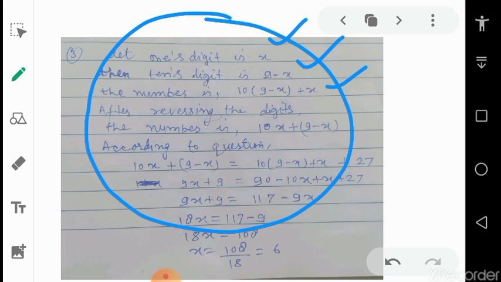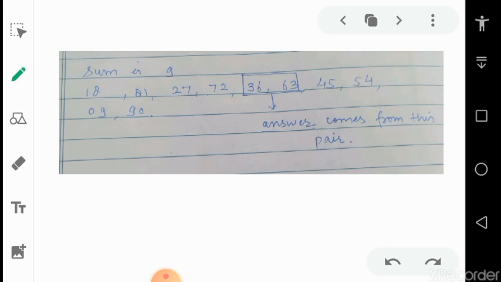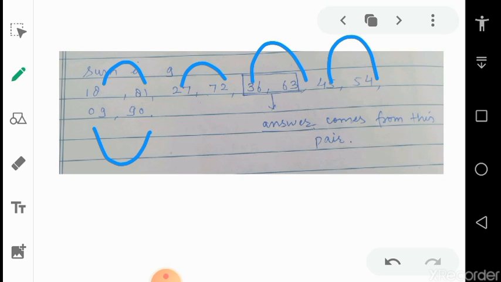So how can we solve without this much work? As given that the sum of the digits is 9, write all the 2-digit numbers whose digit sum is 9. Start from 1: it may be 18, and after reversing the digits we get 81. It may be 27 or 72, 36, 63, 45, 54, and obviously 09 and 90 also. In all these numbers the sum of the digits is 9, and we have made pairs as we interchange the digits.